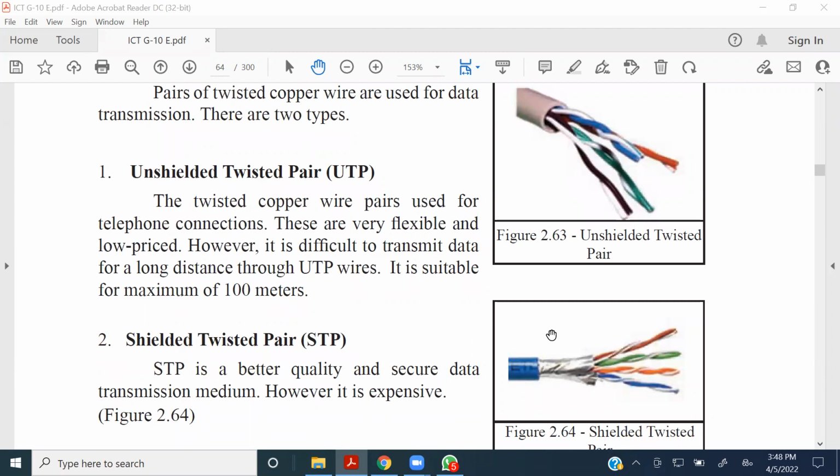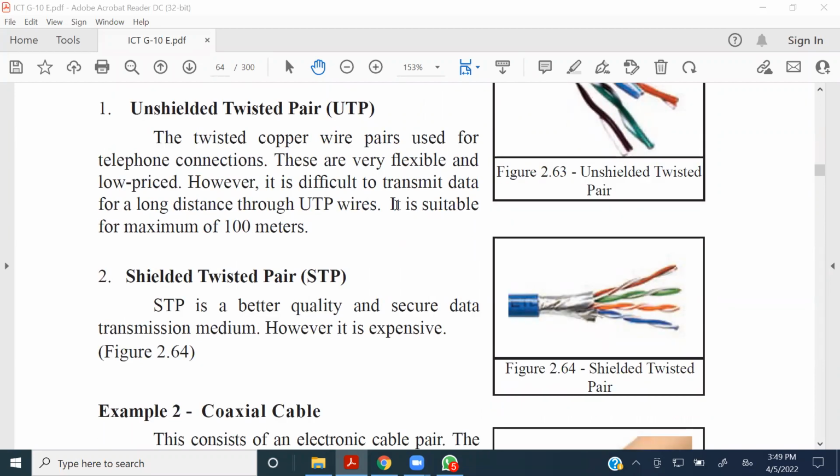So you can see there is a kind of aluminium paper which goes around these 4 pairs, which is called the shield. That is why it is called shielded twisted pair, STP. In the UTP you can't find anything like that. So shielded twisted pair has better quality compared to the UTP, but still both wires can do communication only up to a maximum of 100 meters.